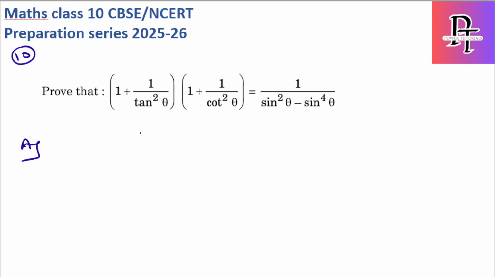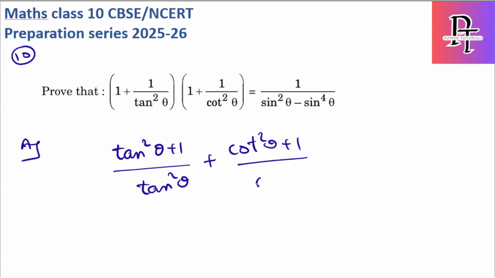So we have tan and cot in the left side, and the right side we want sine. Only sine is present. Okay, so it's better to convert into sine and cos and then solve it. Let's see how to progress. So this I will write into LCM. If I take, it becomes tan square theta plus 1 by tan square theta plus cot square theta plus 1 by cot square theta.